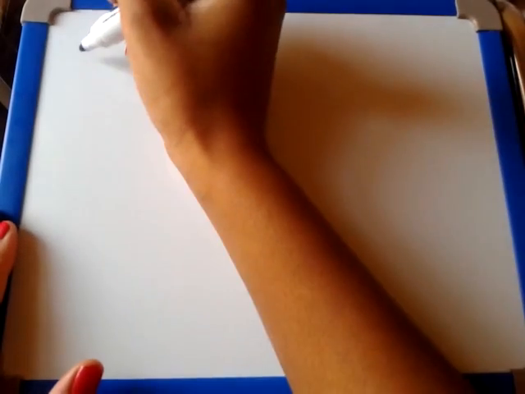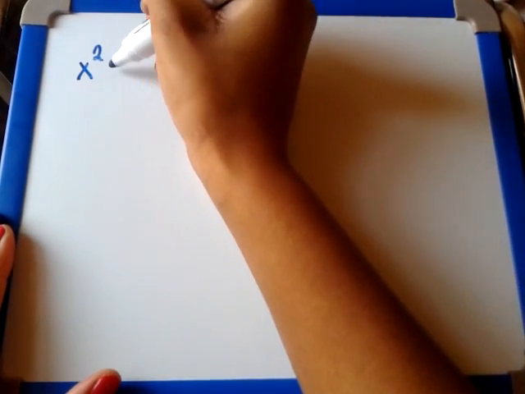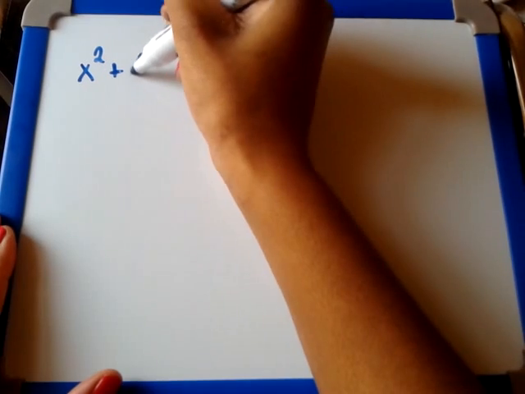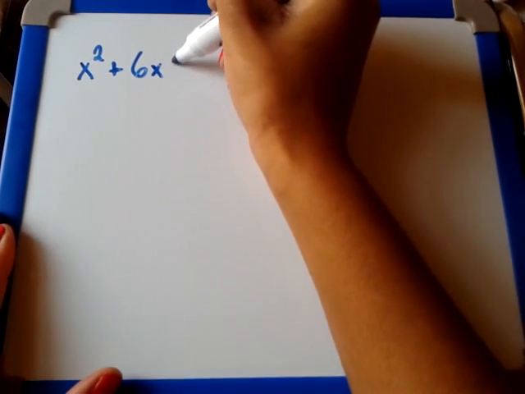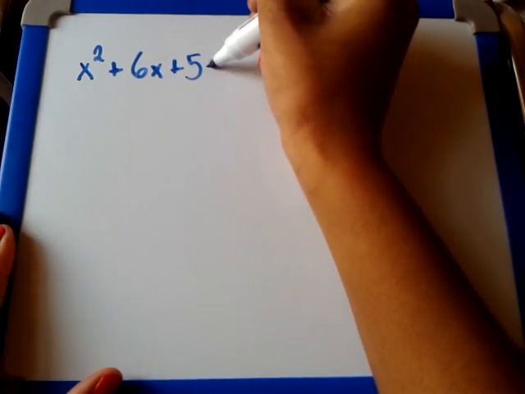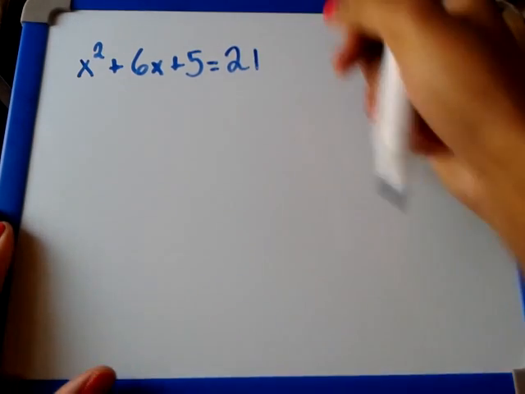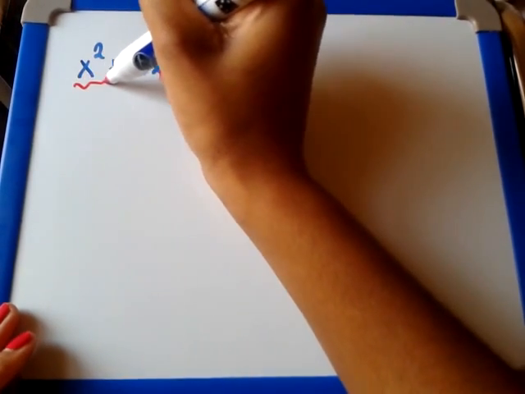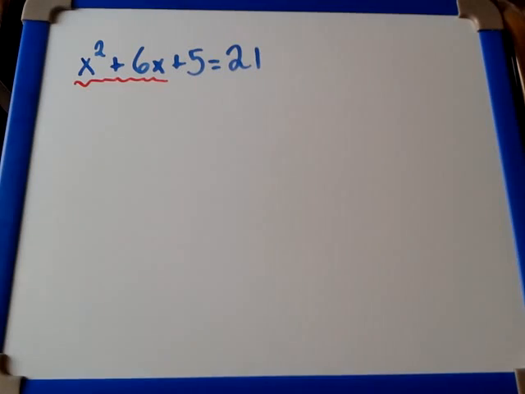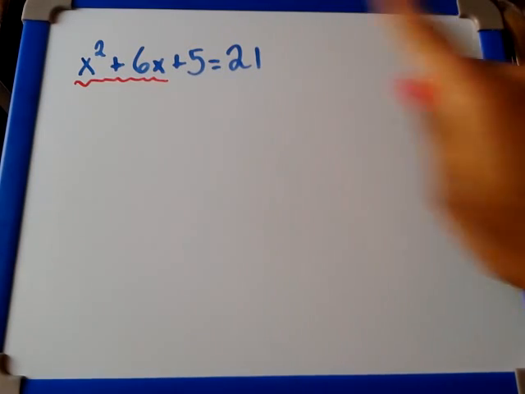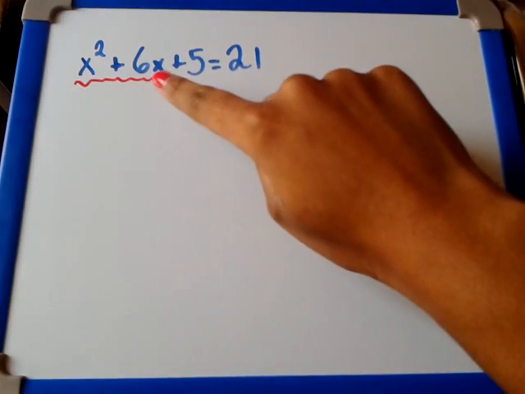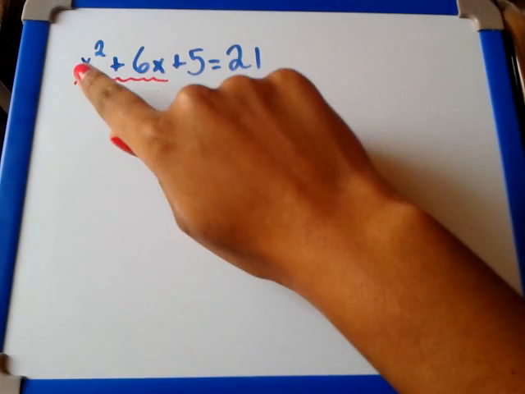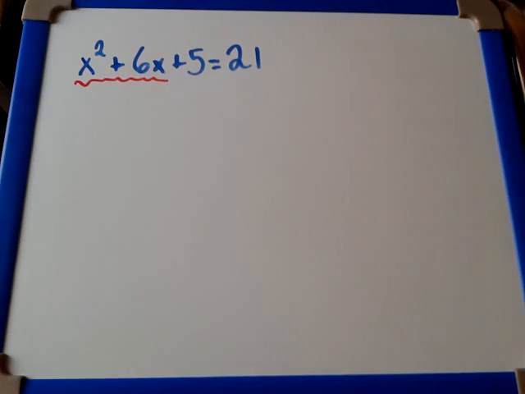The best way for me to show you how to do this is just to talk you through a couple of examples. So our first example is x squared plus 6x plus 5 equals 21. Now step 1, and I think I'll use a different colour pen to highlight. Step 1 is to rewrite the first part of the equation. So we're going to try and write x squared plus 6x in a different way.